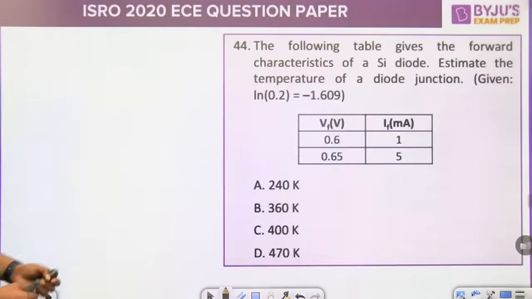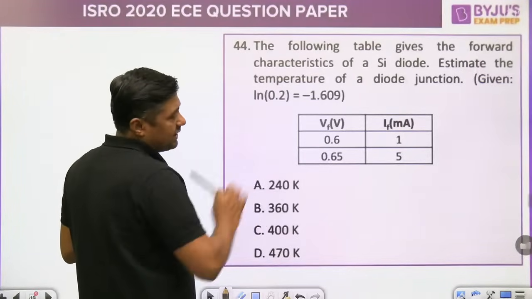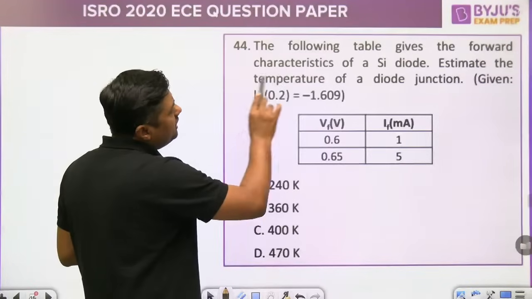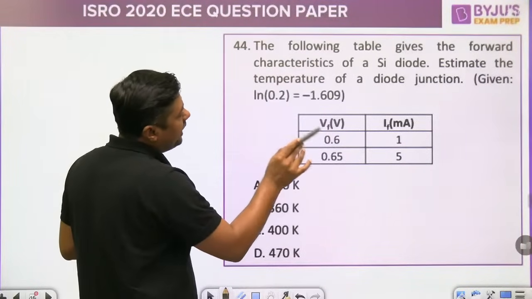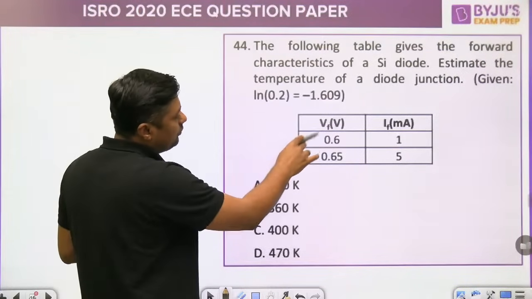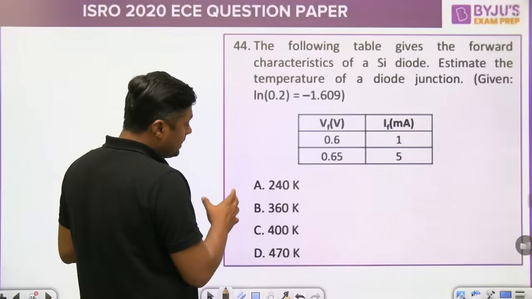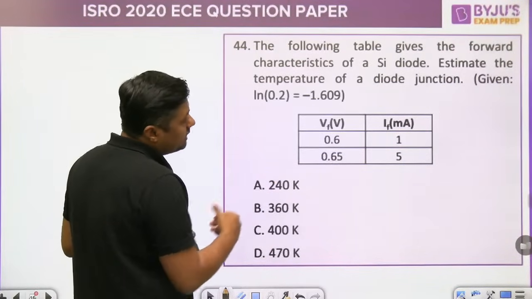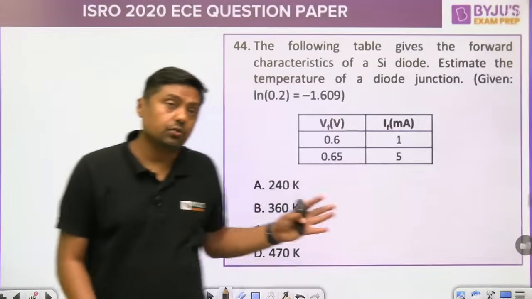Now, that is the question on the IV characteristics of the diode. The following table gives the forward characteristics of a silicon diode. Estimate the temperature of the diode junction. Log of 0.2 is equal to this value. VF is given for 1 milliampere and 5 milliampere. And then, guys, what is the value of the temperature? So what is new in this formula?